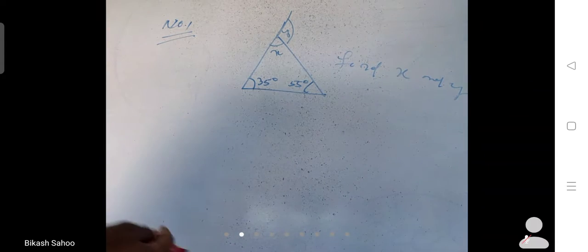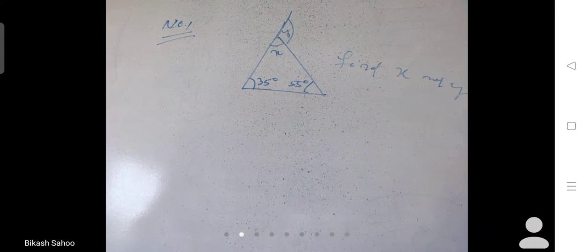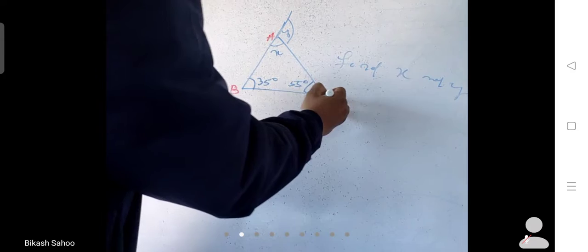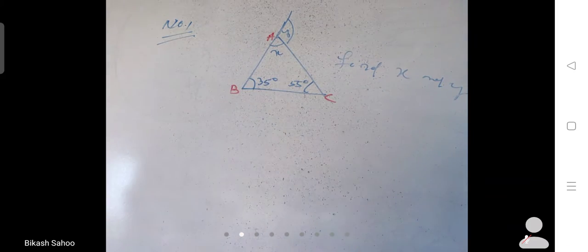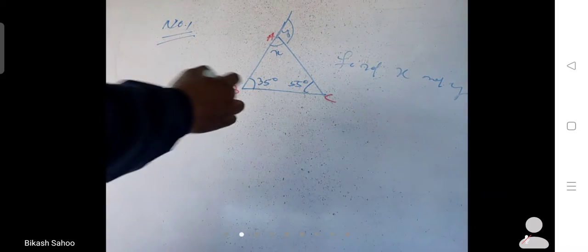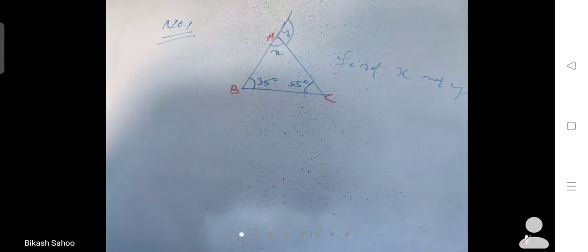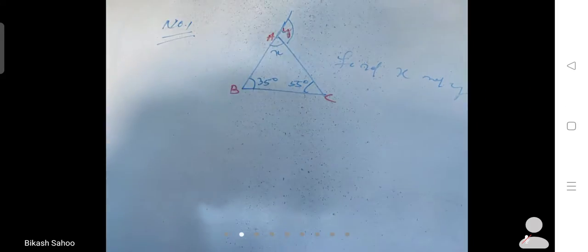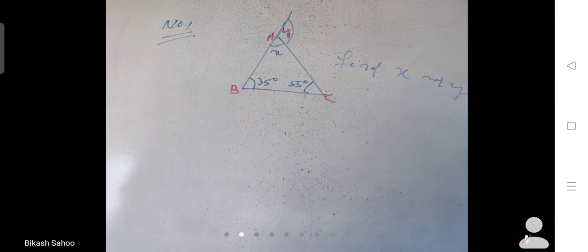Number one question today. You see in the triangle ABC, the angles are given by 35 degree, 55 degree, and x, and it is denoted by y. So, what is the measurement of x and y? X equal to 90, y equal to 90.